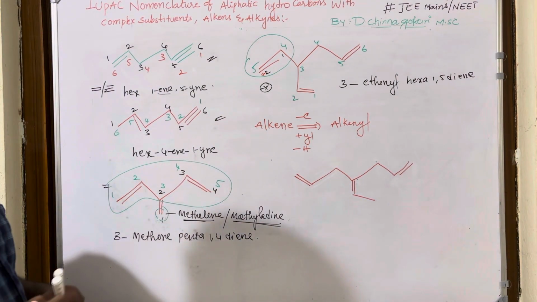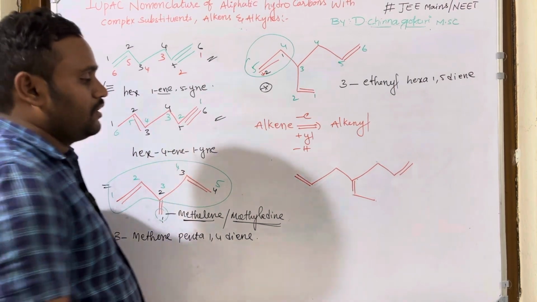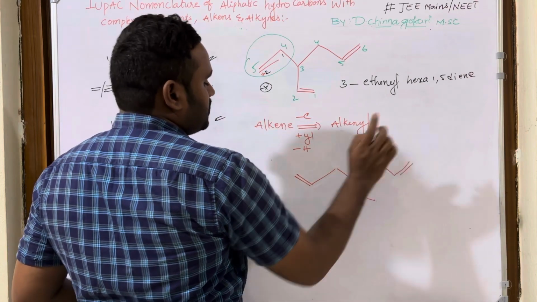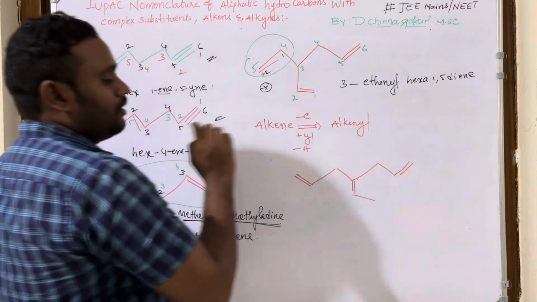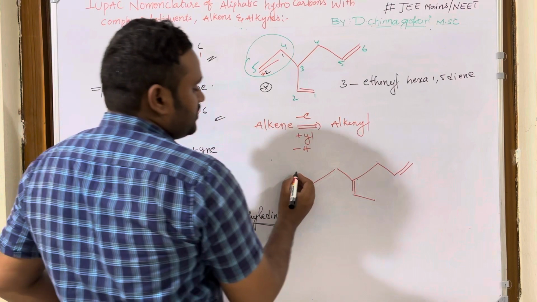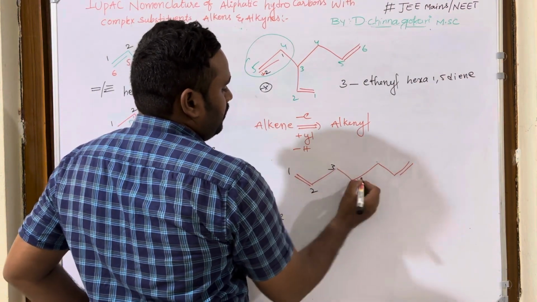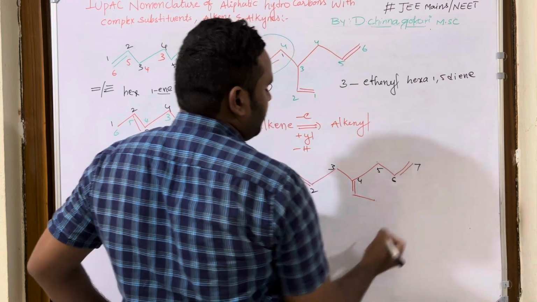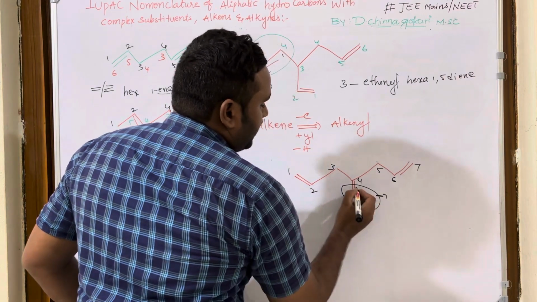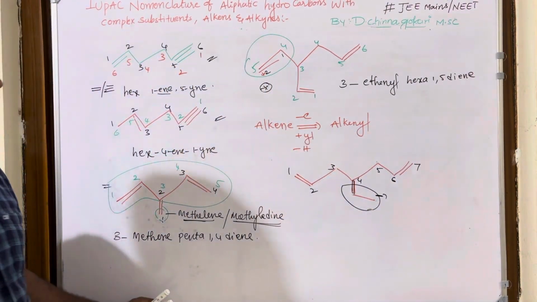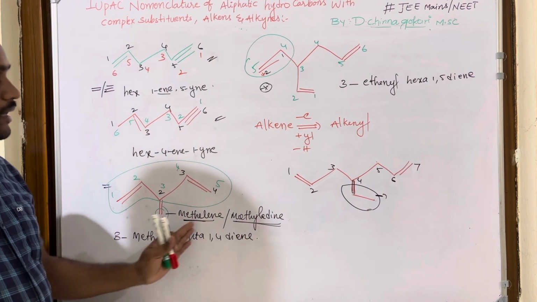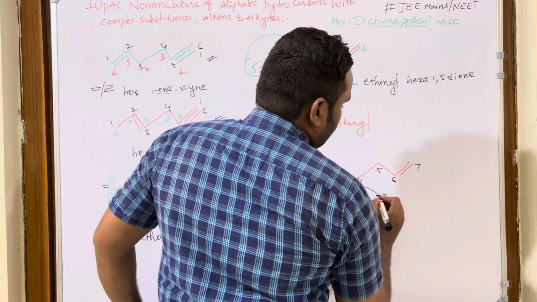So first of all, the first task is selection of the longest carbon chain. 1, 2, 3, 4, 5, 6, 7. 1, 2, 3, 4, 5, 6. So this is the longest carbon chain, and 2 double bonds are included. So now numbering 1, 2, 3, 4, 5, 6, 7. Now this is the substituent. What is the name of the substituent? Directly a double bond is present on the longest carbon chain. In that case, what do we use? Alkenyl.